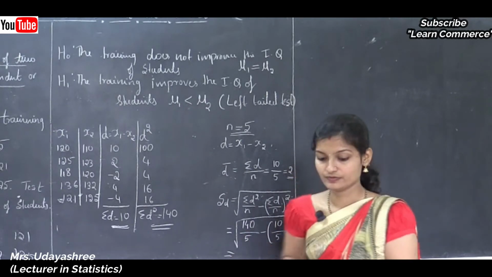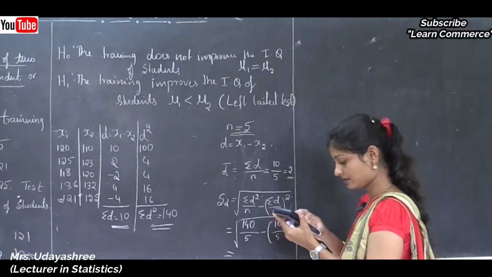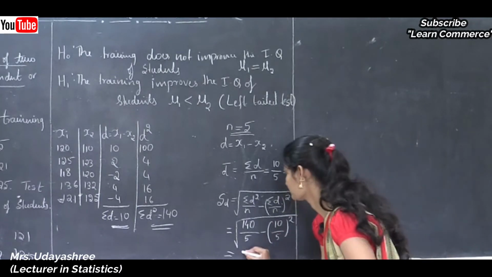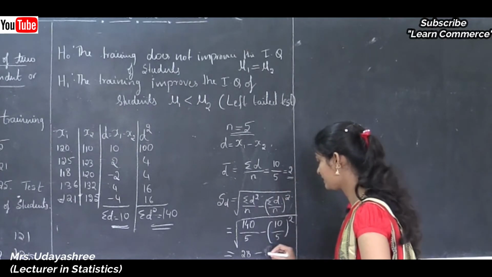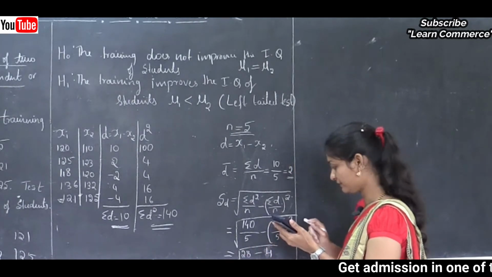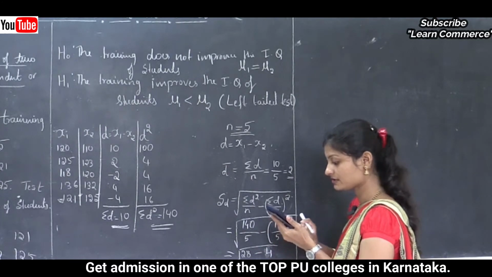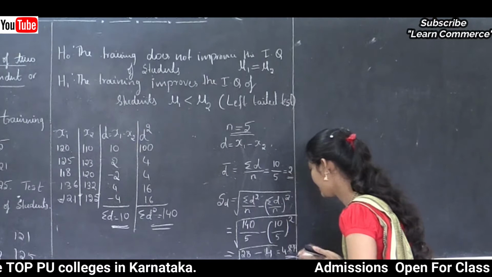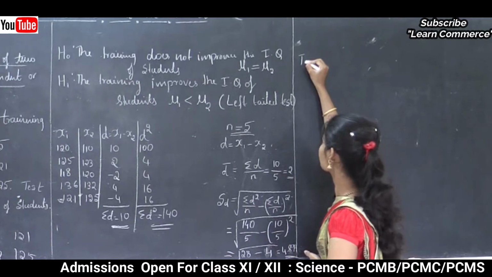This is equal to 140 divided by 5, that is 28, minus 10 divided by 5 is 2, and 2 whole square is 4. So 28 minus 4 is 24, and the square root of 24 is 4.899. So here the SD value is 4.899.